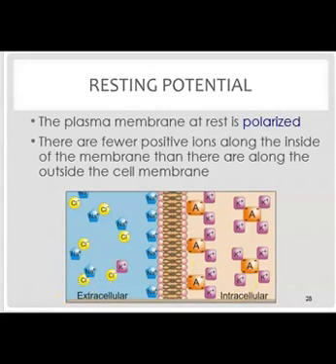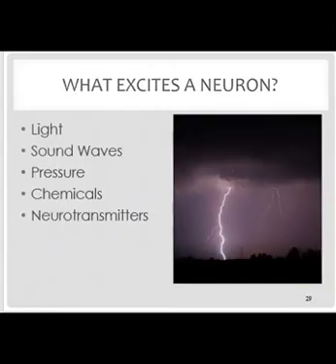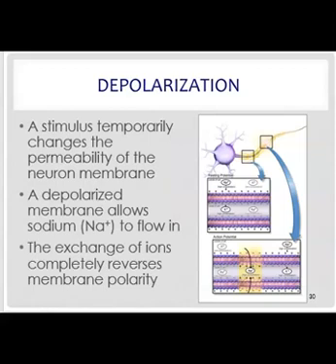And a stimulus comes. So what's a stimulus? Well, these are going to be things that are going to excite the neuron. So it could include light, sound, pressure, chemicals, neurotransmitters. These are stimuli, anything that's going to cause the process of nerve impulse to occur. Once the neuron is excited through one of these types of stimulus, what's going to happen is the next stage, which is called depolarization.